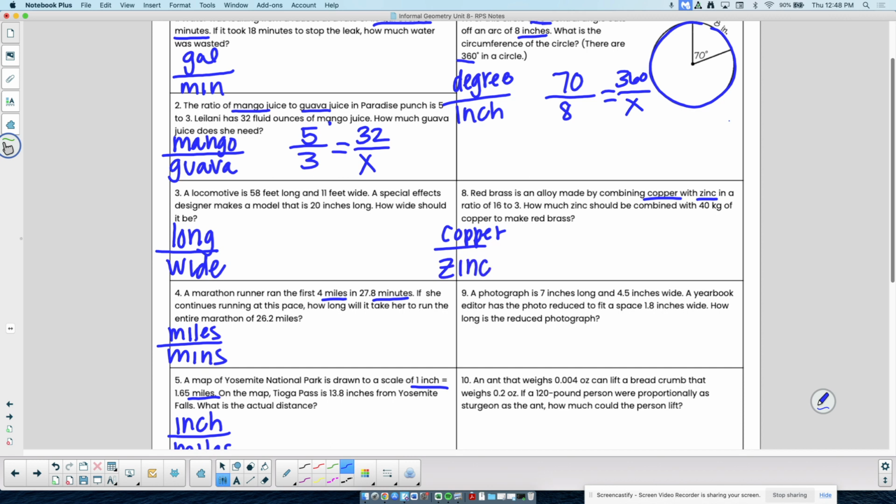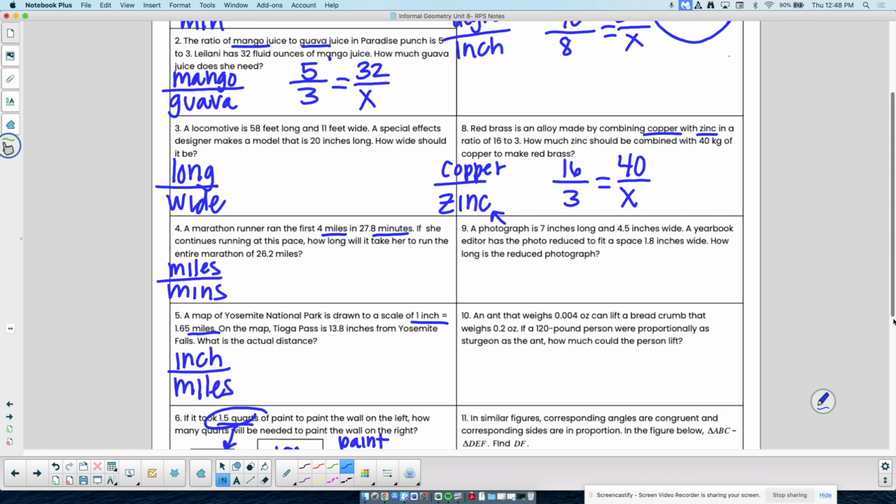So if we're in the ratio of 16 to 3, we're wondering how much zinc, so that's on the bottom, should be combined with 40 kilograms of copper. So again, you guys go back and solve that for us.